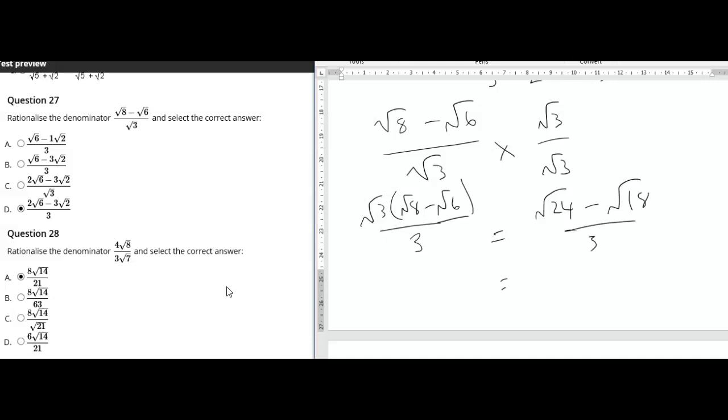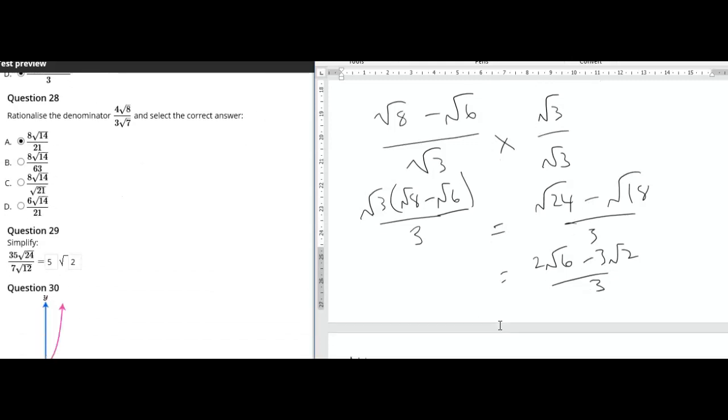So I'm going to cut corners here. I'm not going to put every single step in. The square root of 24, the highest square number that goes into that is 4. So it's 4 times 6, so that's going to give me 2 root 6. And then 18, what's the highest one that goes in that? 9. So it's going to be 3 root 2 over 3. So your answer for that one is D.